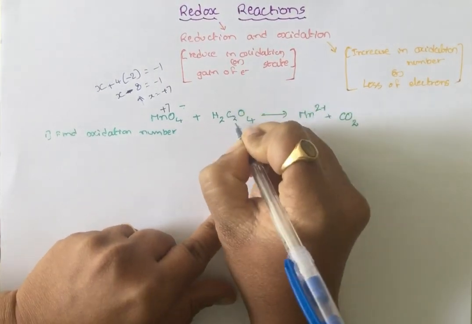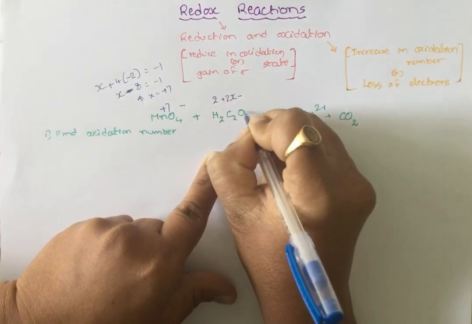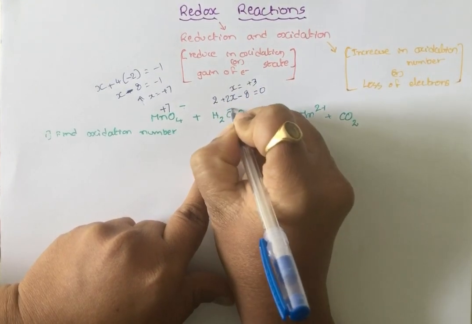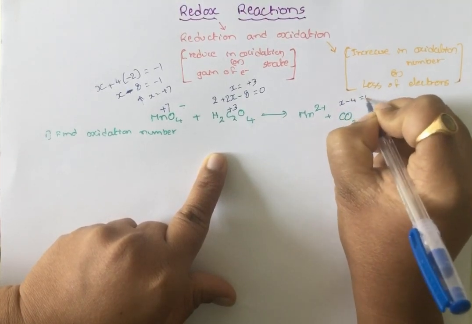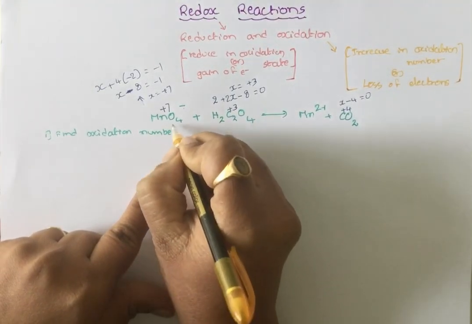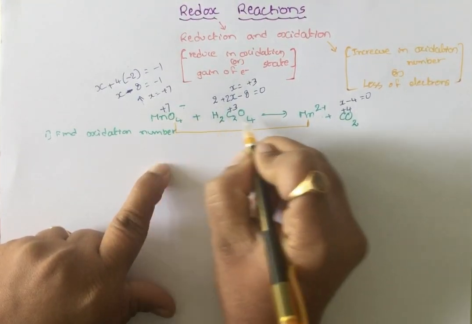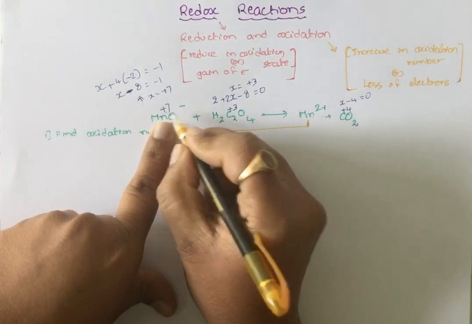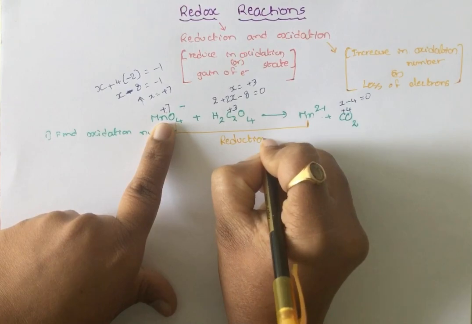Similarly, if you calculate the oxidation state of carbon in oxalic acid, 2 plus 2X minus 4 2's are 8 equal to 0. So X is equal to plus 3. But in carbon dioxide, X minus 4 equal to 0, so X is equal to plus 4. Now you write the two half cell reactions. Manganese is converting from plus 7 to plus 2, meaning there is a reduction in the oxidation state. That means it gains electrons, so we call it the reduction half cell reaction.